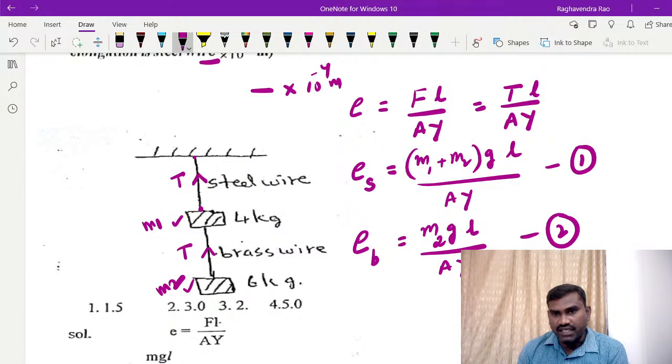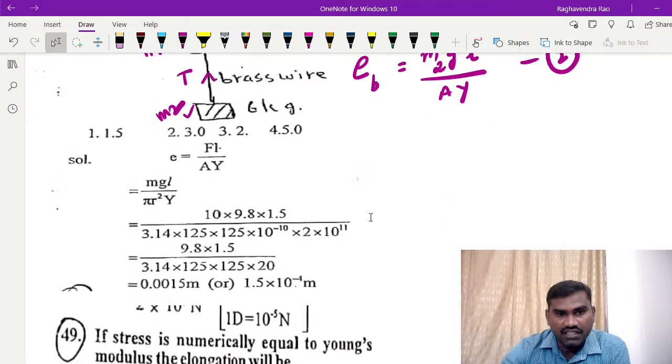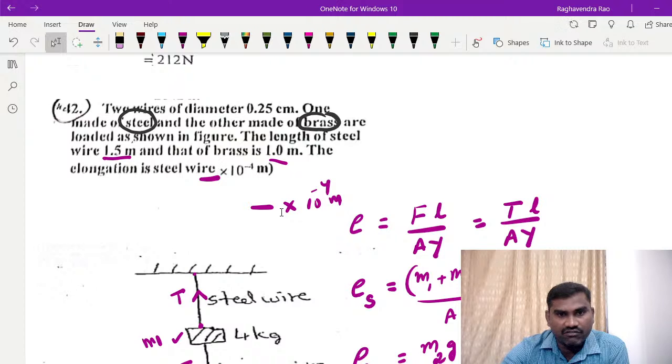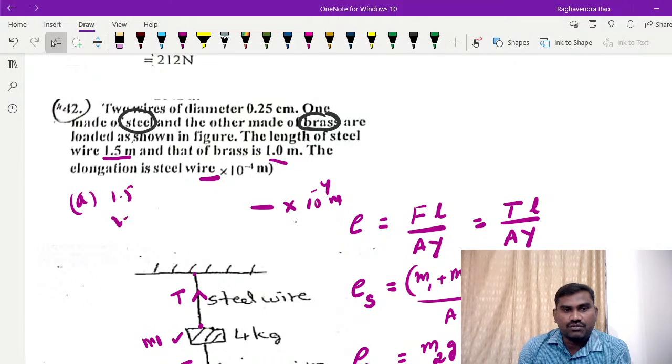That is equation number 2. Now this is 10GL by Y, this is 10TL by Y. So by substituting values, we can get the value of the elongation of the wire. That will be 1.5 into 10 power minus 4. So this value will be 1.5. The options may be 1.5, 2.5, 0.5 or 2, like that. We need to go with 1.5 as the answer.